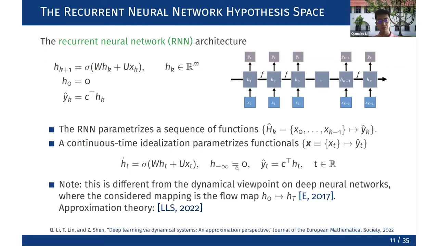So I want to note that here we are talking about approximation of the mapping between X and Y, okay, not the approximation of the mapping of this dynamical system between, let's say, the initial condition of H and the terminal condition of H. This one has more to do with the dynamical view on deep neural networks, where there is some approximation theory that we have worked on as well, but it's not really the same thing. We're talking about something different.